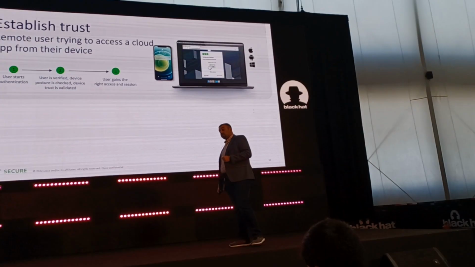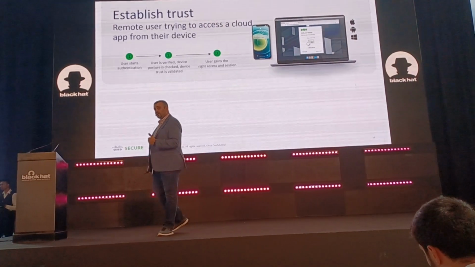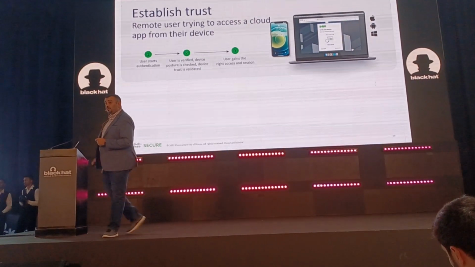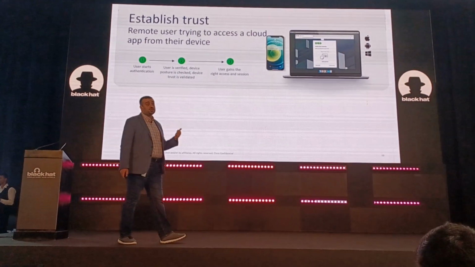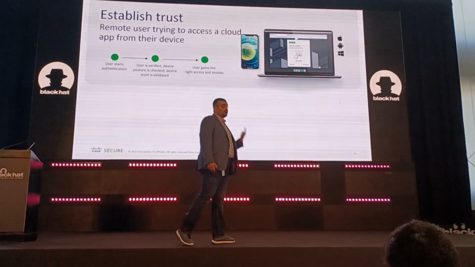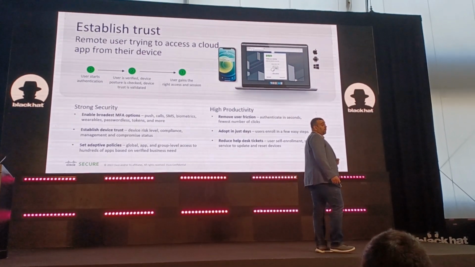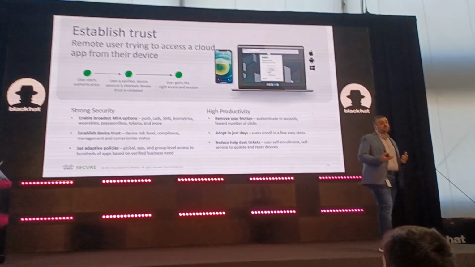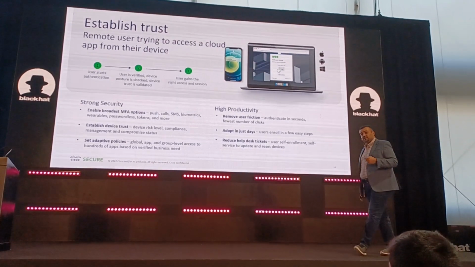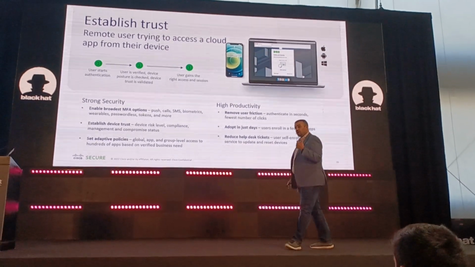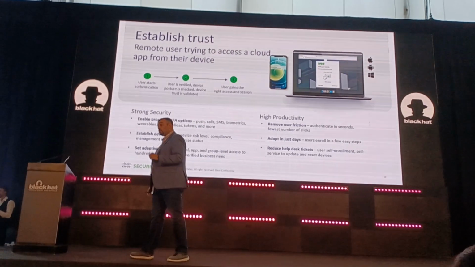So let me start first with establishing trust. The user starts authentication. After the user is verified and the device is verified, then the user can get access to the application. And let's remember that we have two things: strong security and high productivity. Strict security, in this case, we can have with multiple MFA options, starting from push, verified push, SMS, token, phone calls, using, let's say, your watch. You have multiple options in order to have strong security.